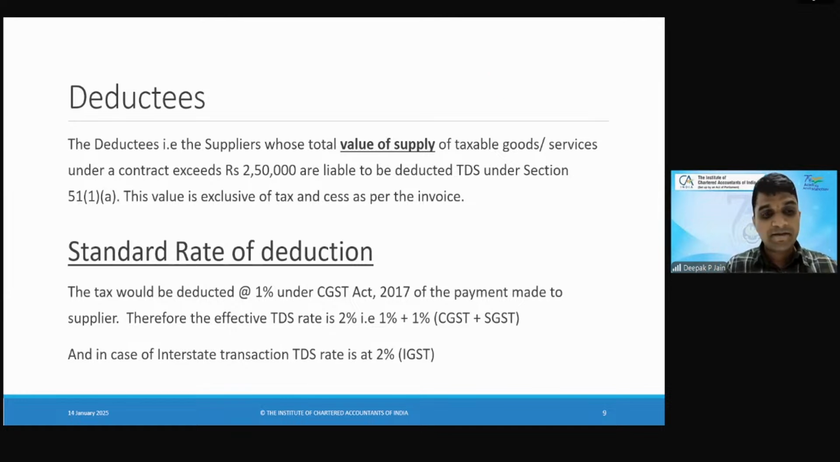Very important. It is per contract, not financial year. The value of supply should exclude the tax and cess value. Value of supply of taxable goods under a contract exceeding 2,50,000 is liable for deduction. And say if it is charged 3 lakh rupees plus GST, you will deduct TDS only on the 3 lakh rupees. You have to deduct TDS on the value of supply.